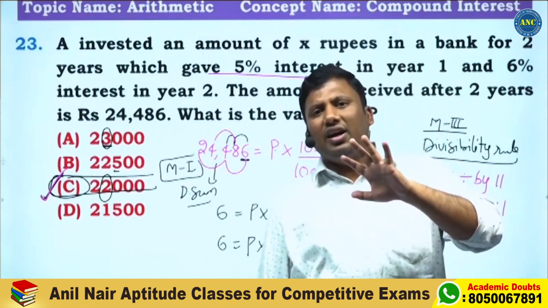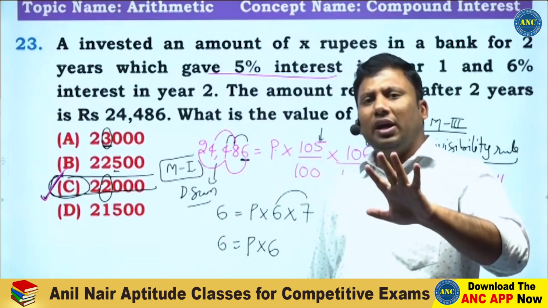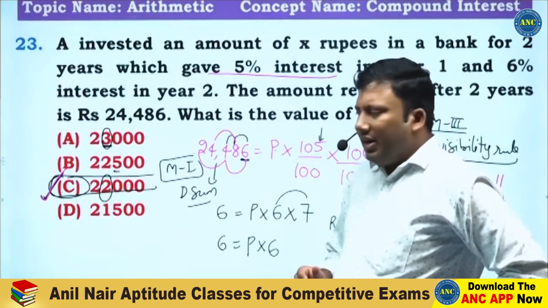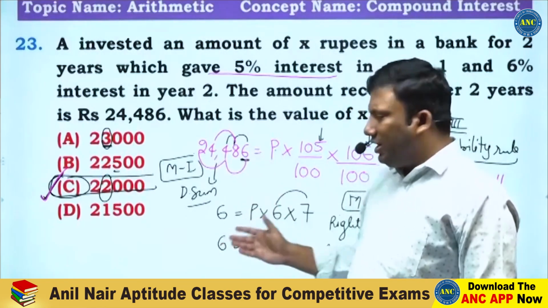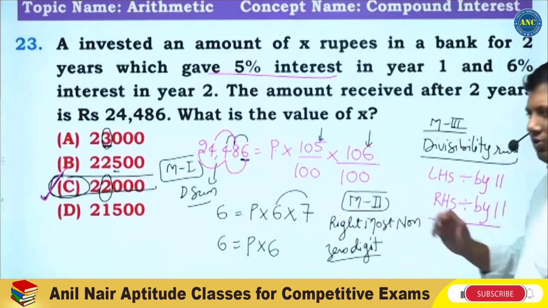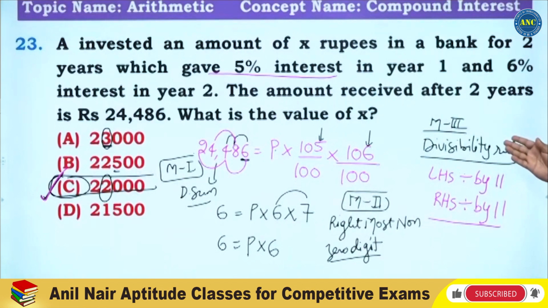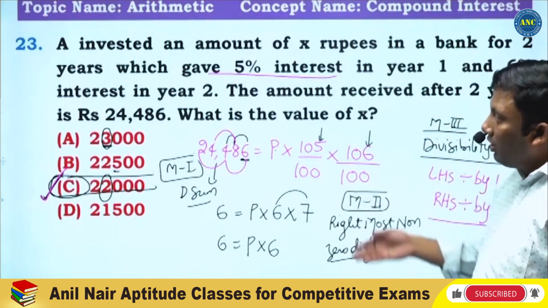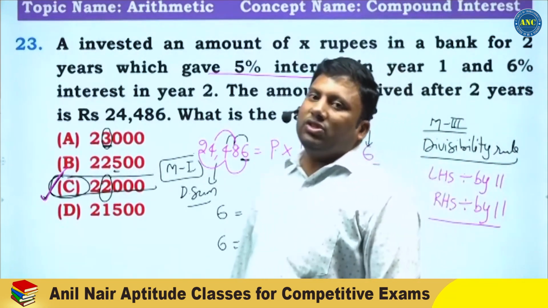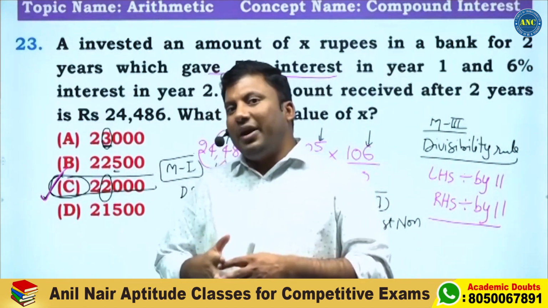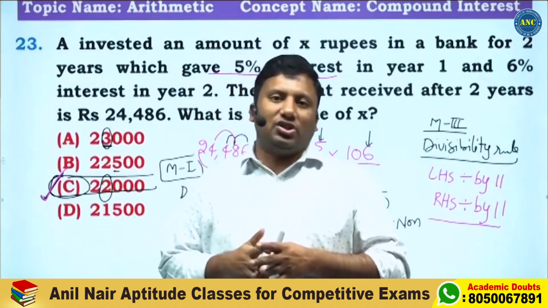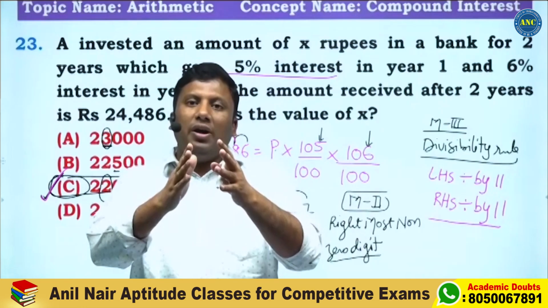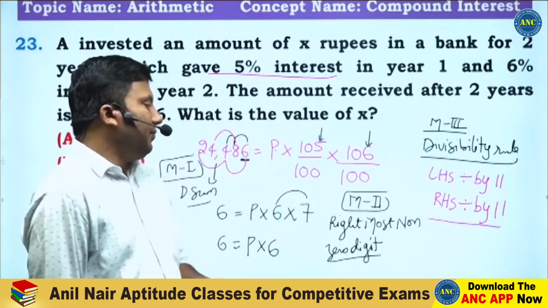Is the idea clear? I hope the idea is clear. Method 1 by using digital sum. Method 2 by using rightmost non-zero digit. Method 3 by using the divisibility rule concept. You can also do it by using the successive change, but that involves a lot of calculation. Anything which involves a little more calculation, I would recommend you to avoid it.